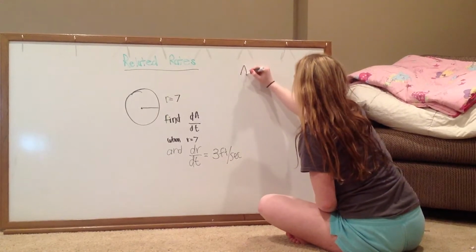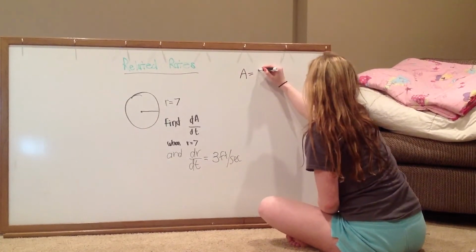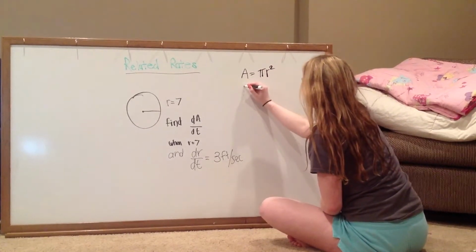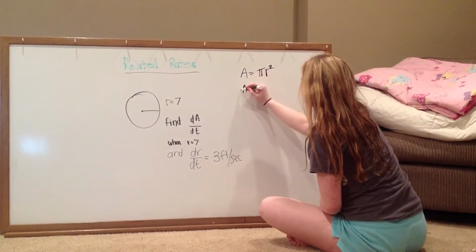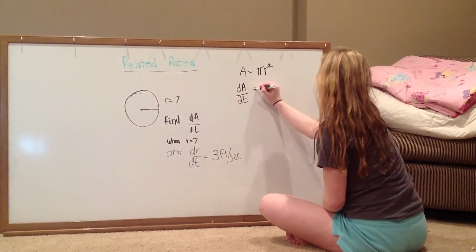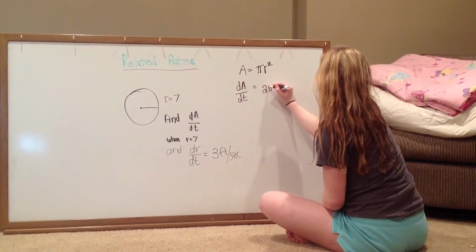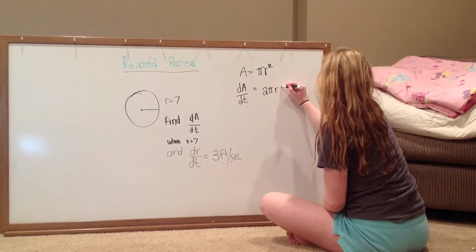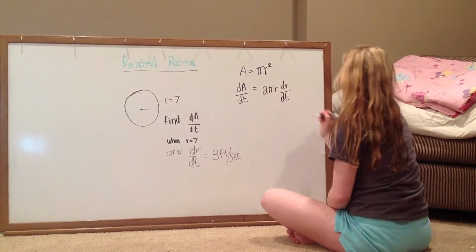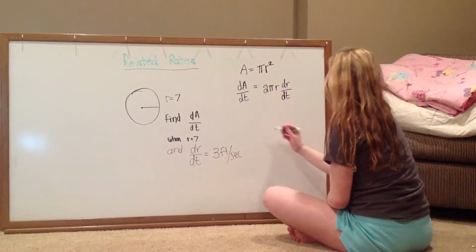The next step to solving this problem is to write down the equation that is being used. So the equation is the area of the circle, which is pi r squared. And then, when doing a related rates problem, you always want to derive the equation with respect to time. So you have dA over dt is equal to 2 pi r dr dt, because you use the chain rule there. The next step is to plug in all known values.